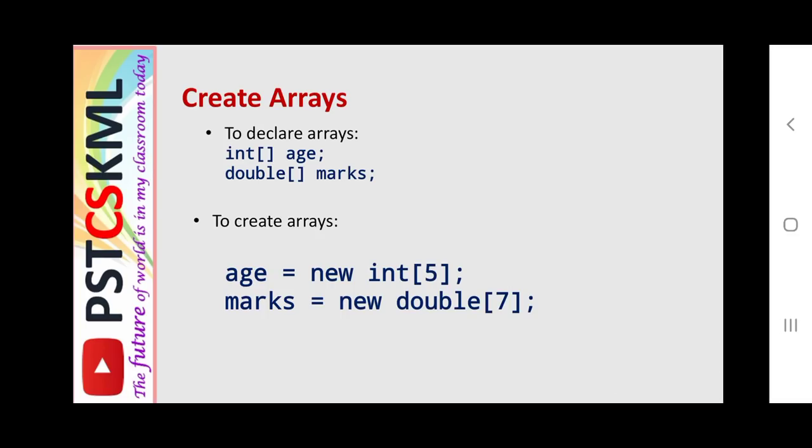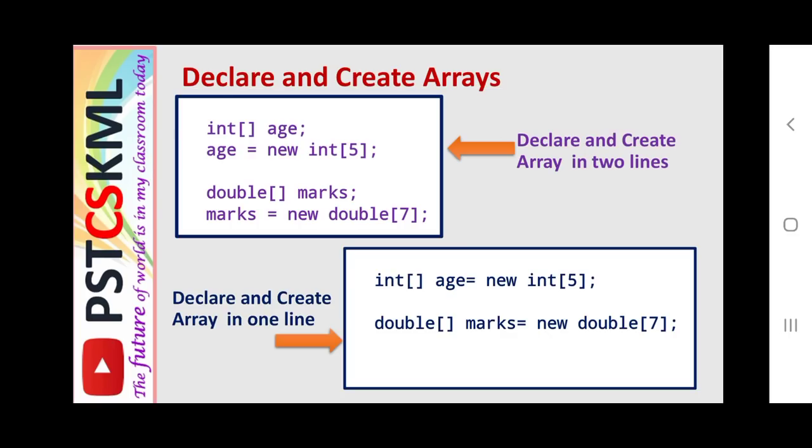So this is the first way we declare an array. To declare and create arrays, there are two ways we can use. The first way, we declare and create the arrays in two lines. Just now we already mentioned that: int bracket age, and the second line will be age equals new int 5, or we can create it in a single line: int bracket age equals new int 5.